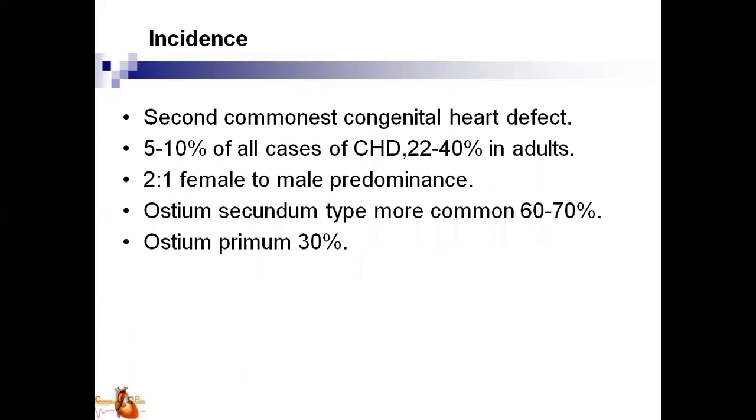It is the second most common congenital heart defect. It accounts for 5 to 10% of all cases of congenital heart disease and 20 to 40% in adults. Females are more affected than males, in a 2:1 ratio. There are some types also. The ostium secundum type is more common, and the ostium primum type defect is less common.